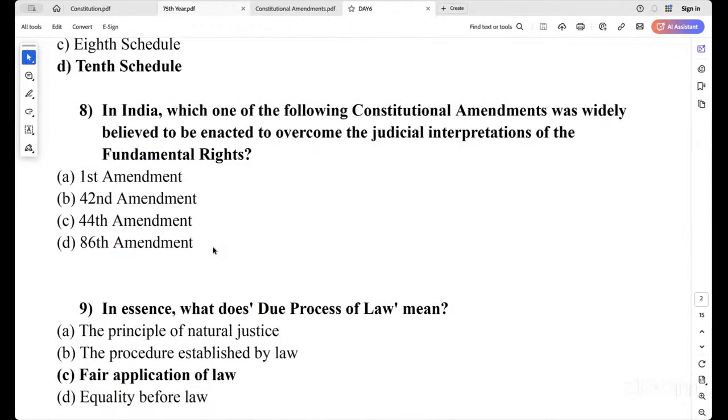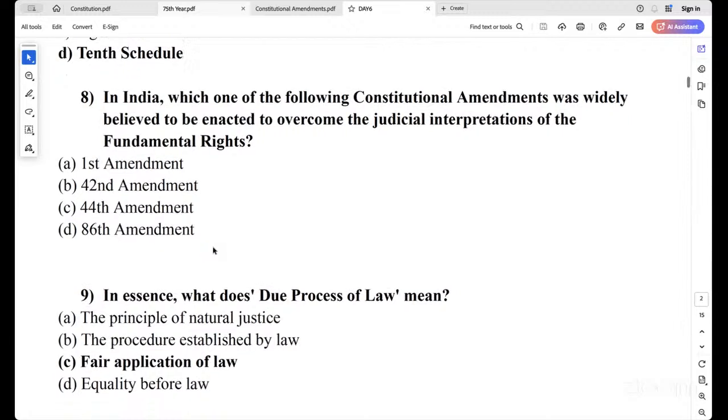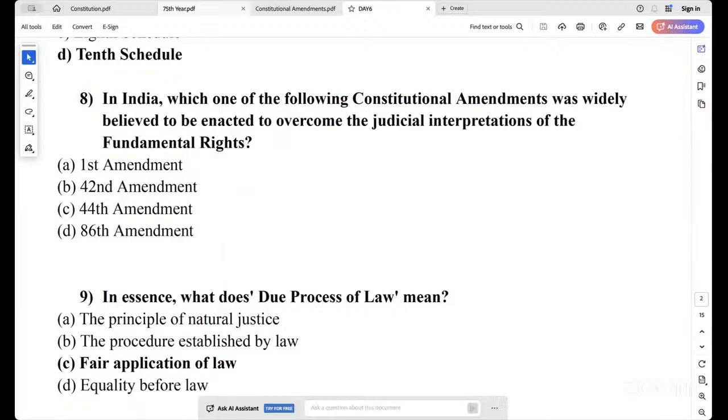In India, which one of the following constitutional amendments was widely believed to be enacted to overcome the judicial interpretations of the fundamental rights? This is a very subjective question. Both the First Amendment and the 42nd Amendment are right, and UPSC dropped this question because I gave the 42nd Amendment, others gave the First Amendment. It was widely discussed during that time. This question came in 23, and UPSC dropped it. When there are two answers, UPSC tends to drop that question, no doubt about that. So this is both First and 42nd Amendment Act. Now, the answer is both A and B are right for this question.